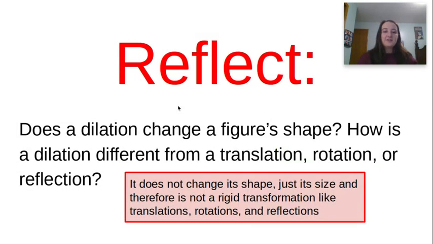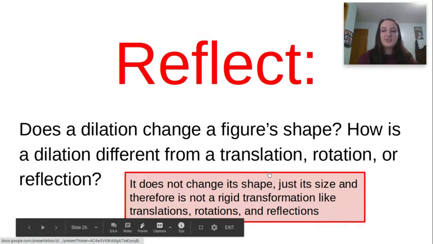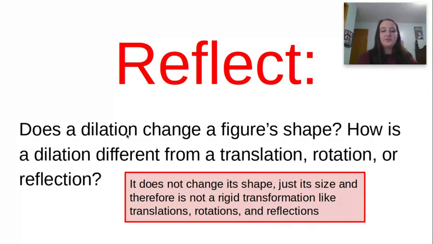So then, as we've discussed before, a dilation does not change its shape, but it does change its size. And when it comes to those rigid transformations, they do not change their size or their shape.